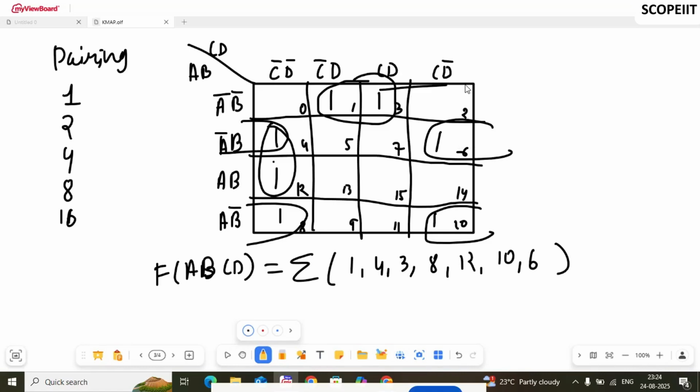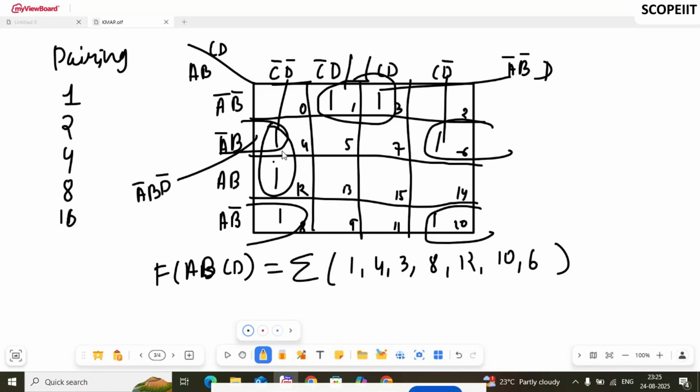How to write the equation? So for the equation for this one, take it horizontal. What is common between this and this? It's D. Take it horizontal, and here there is only one, so it will be A bar, B bar. So it will be A bar, B bar, and D. Now how to write the equation for this? If we take it horizontally, there is only one, so it is A bar, B. Take it vertically. What is common here? It will be D bar. So it will become A bar, B, D bar.